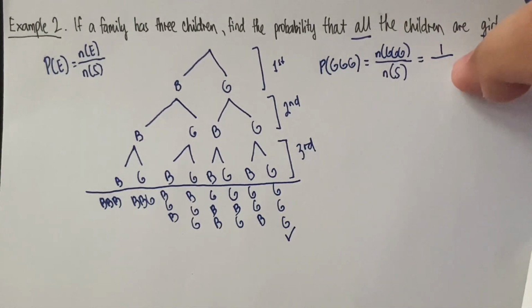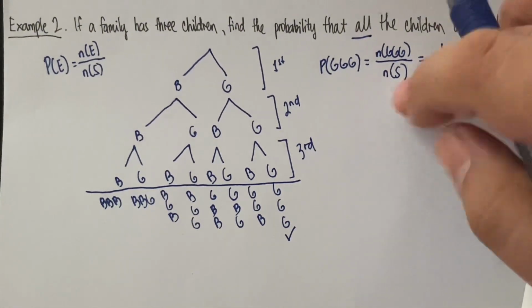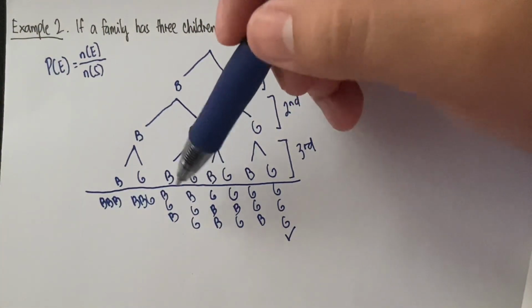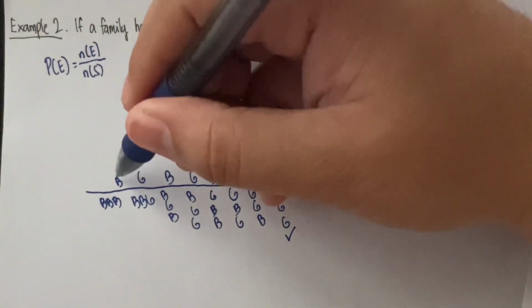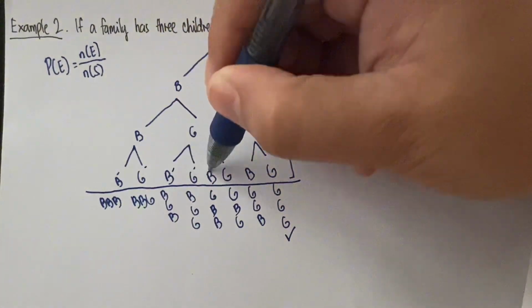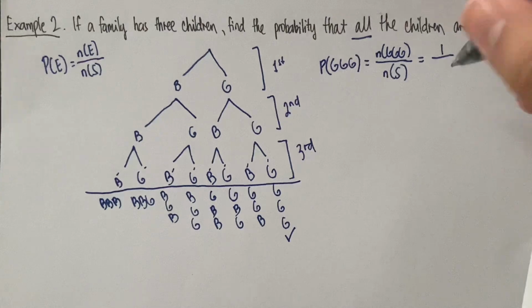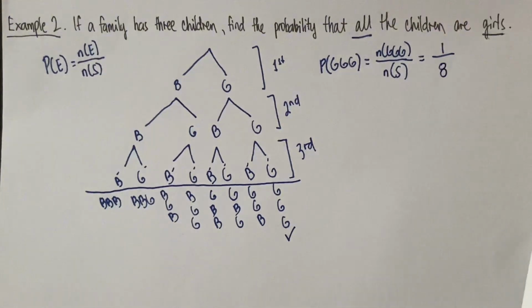So the answer is simply one. And how do we determine the sample space? We just simply count the number of all possible outcomes. So we can have 1, 2, 3, 4, 5, 6, 7, 8. So that's our answer, 1/8.